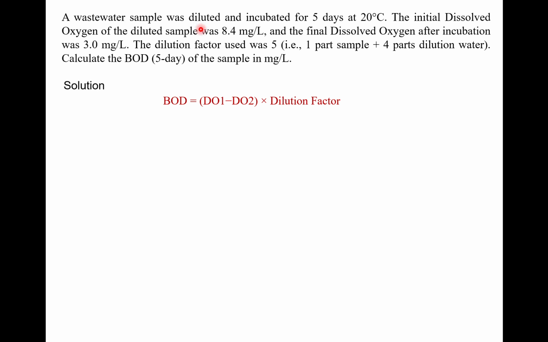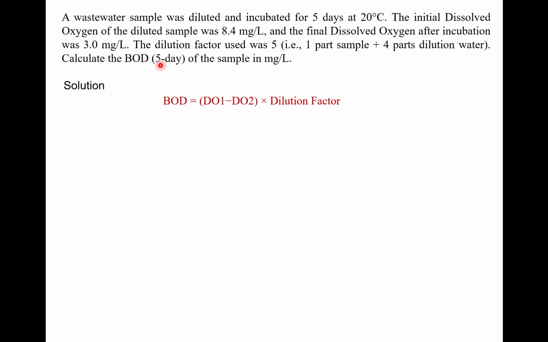A wastewater sample was diluted. Initial dissolved oxygen was 8.4 mg per liter. Final after incubation was 3 mg per liter. Dilution factor was 5. What is this 5 they are telling you? It means one part of the sample plus 4 parts of the dilution water. Calculate BOD for the sample.